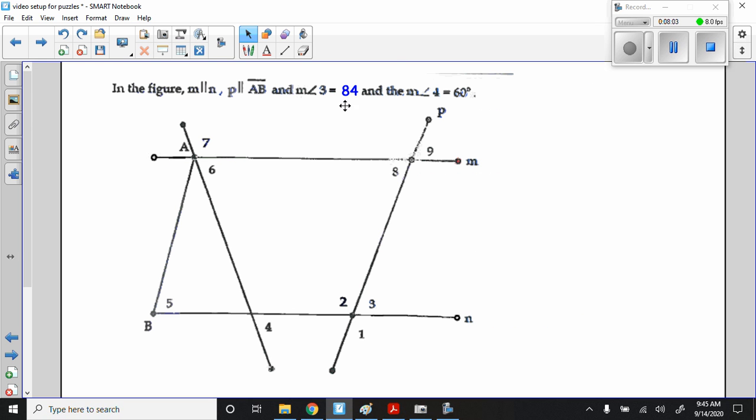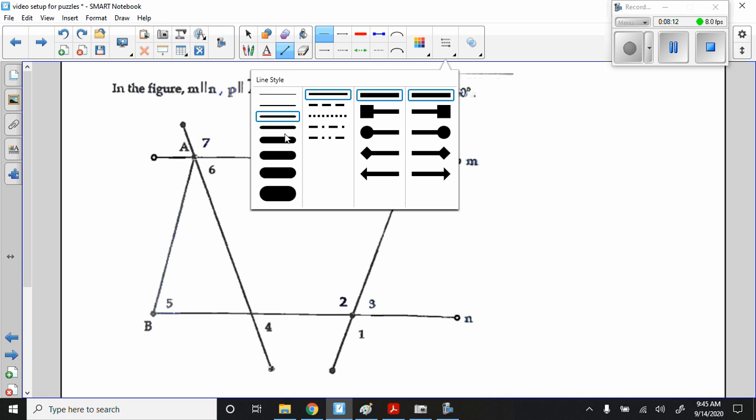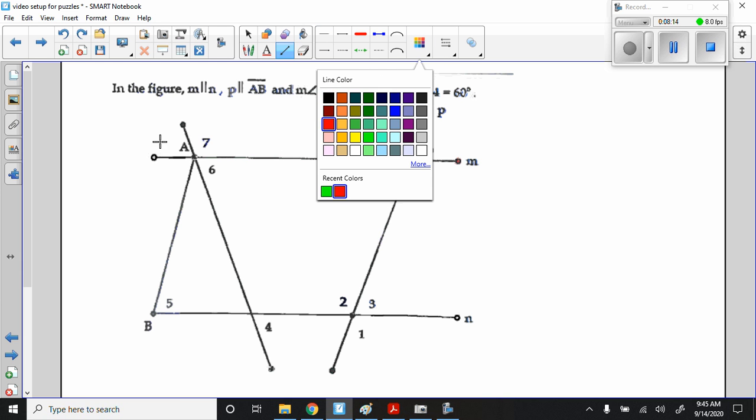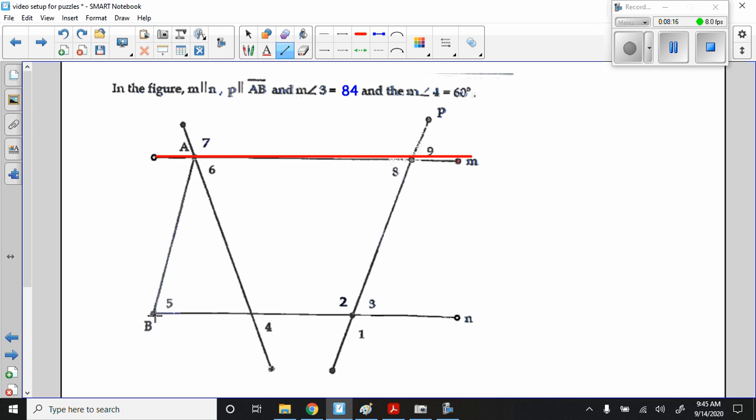All right, so angle 3 is 84. In the figure, M and N are parallel. I'm going to mark this as parallel. So what can I do with angle 3 being 84? I can do a lot with that 84. So this is 84. You can cross 2 parallel lines and do all the math.